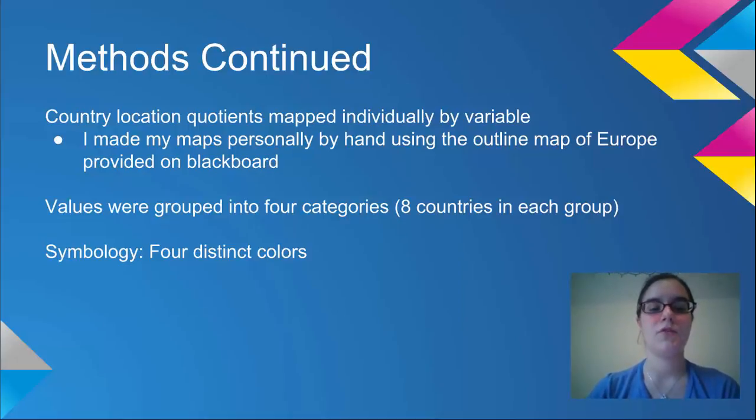The values, I grouped them into 4 categories with 8 countries in each group. In the symbology, I used 4 distinct colors. They're red, orange, green, and blue.